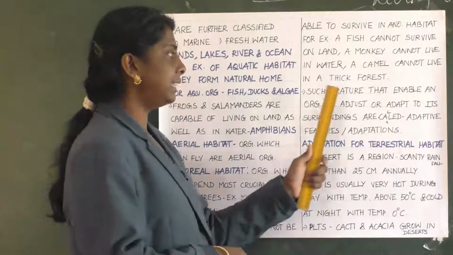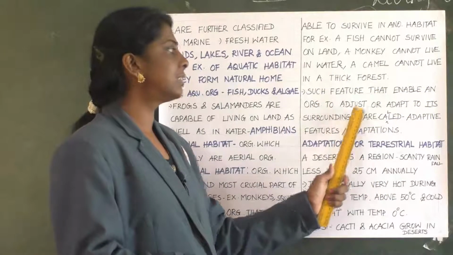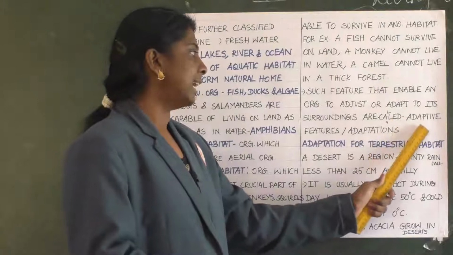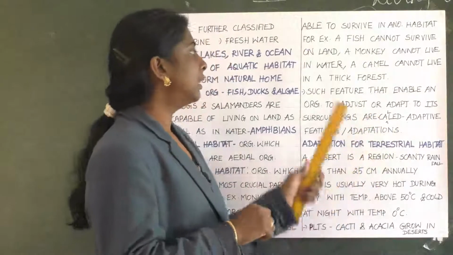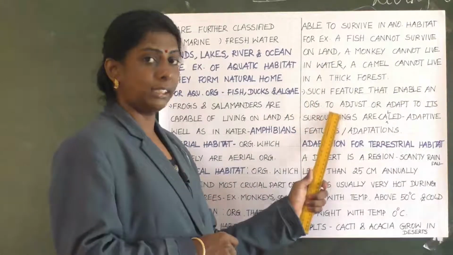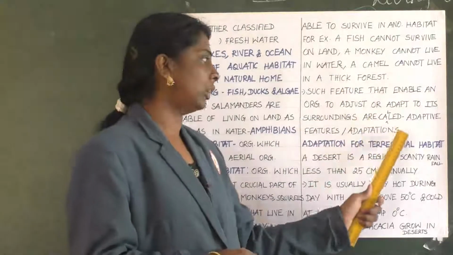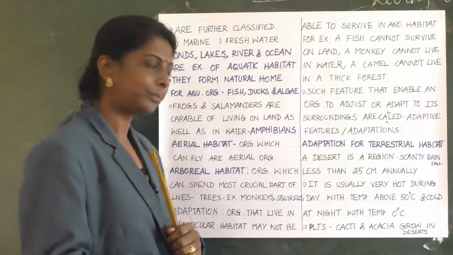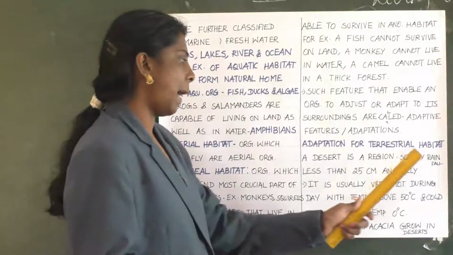Such features that enable an organism to adjust or adapt to its surroundings are called adaptive features or adaptations. I repeat, such features that enable an organism to adjust or adapt to its surroundings are called adaptive features or adaptations. Clear? Now about adaptation for terrestrial habitat.